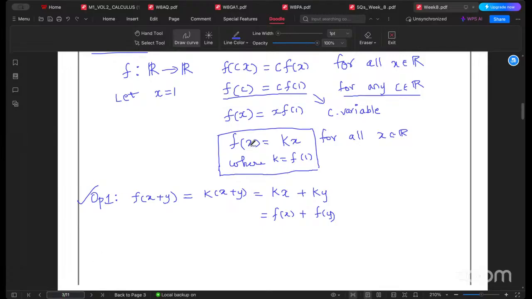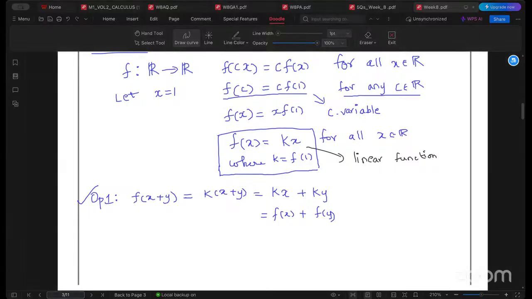So next we are looking at continuity. What do you know about this function kx? This is simply a linear function, right? Y equals mx. So this is simply a linear function. What do you know about continuity of linear functions? If you have a line, it is always continuous. Yes, so you know that linear functions are always continuous.